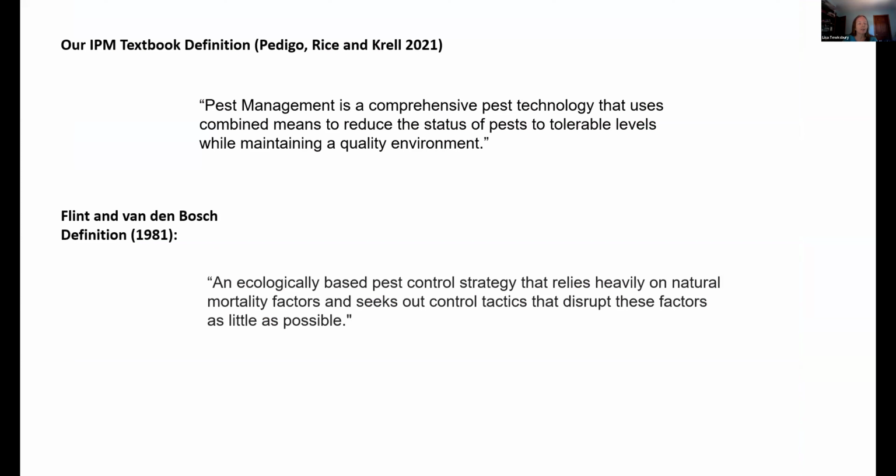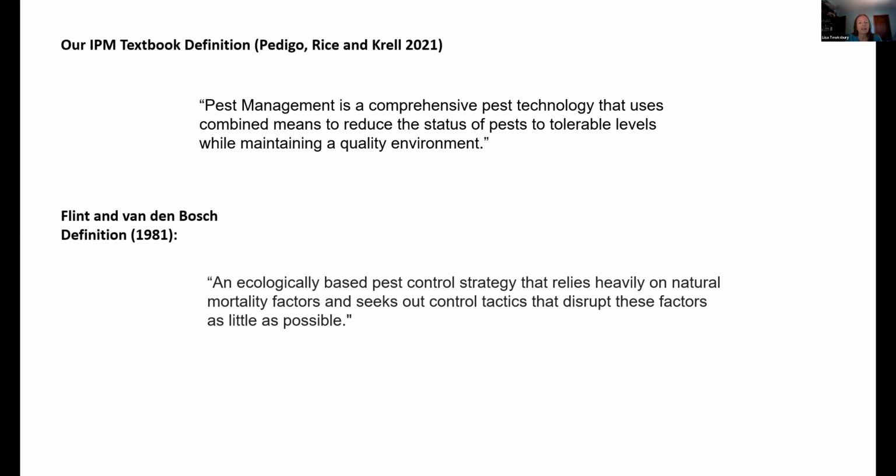I'm teaching IPM, or I've taught it once, and I will be teaching it again at the University of Rhode Island. And we use a textbook that's gone through 7 different editions. And their definition is a comprehensive pest technology that uses combined means to reduce the status of pests to tolerable levels, while maintaining a quality environment. Okay, so reducing the pest, maybe not getting rid of it. It doesn't say eradicating, but what's a tolerable level? And then maintaining a quality environment. So that means protecting our water and our soil and ourselves.